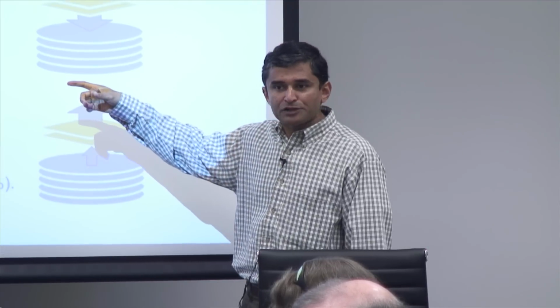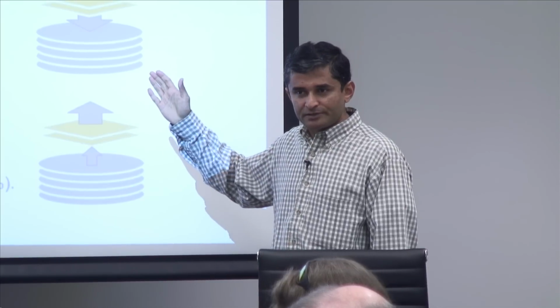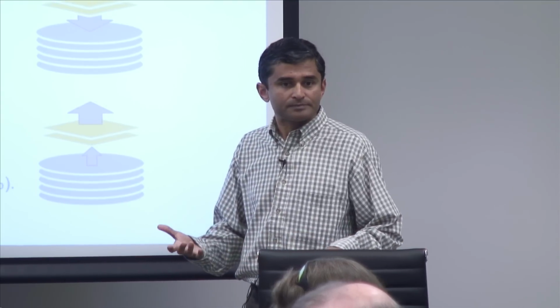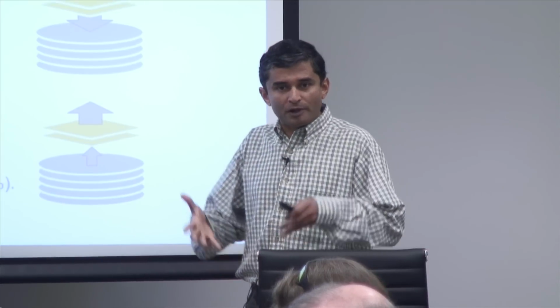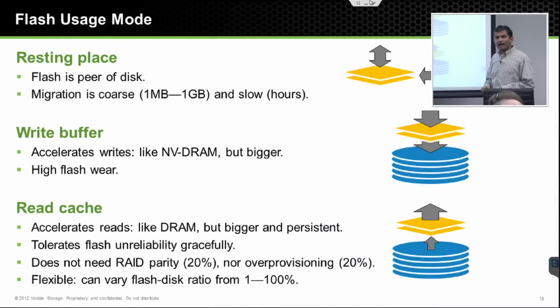Another mode of using flash would be to use it for accelerating writes, so as a write buffer. Traditionally, storage systems have used NVRAM for this purpose. And a flash-based write buffer would be similar, except bigger, and therefore it can absorb larger bursts of writes. The problem here is that flash is not as good with writes as it is with reads. The performance is lower, but more importantly, it has, as you know, limited endurance. And if you are pushing all the writes to flash, it can burn through that endurance very quickly.